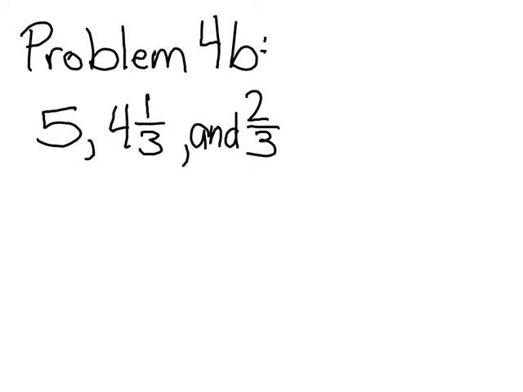In this problem, we have 3 more numbers. We have 5, 4 1/3, and 2/3. We'll be adding those and subtracting those in 2 different problems. The first problem is I'll look for to get a total of 5. So I'm going to add 4 1/3 plus 2/3 equals, and I know that's 5, but I'm going to show it in the tape diagram.